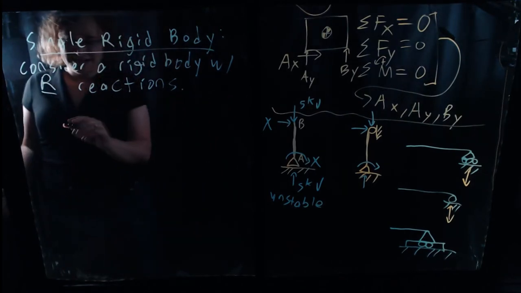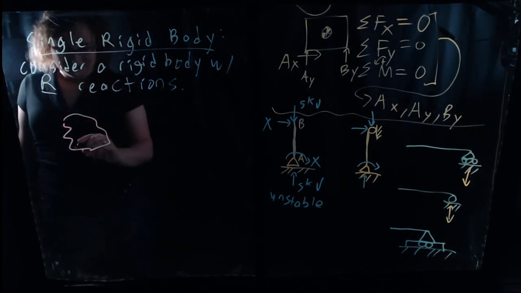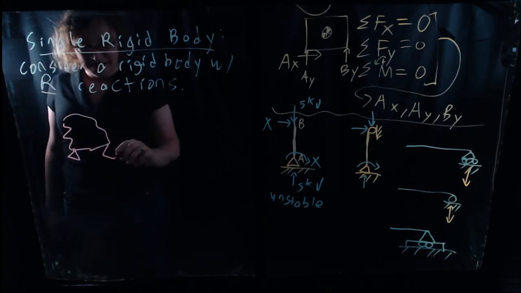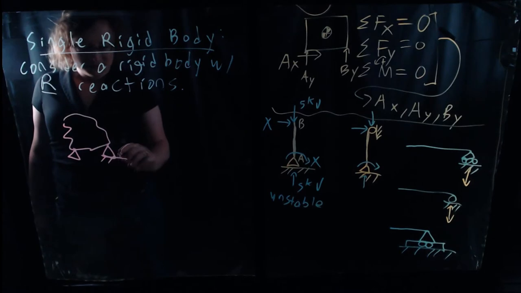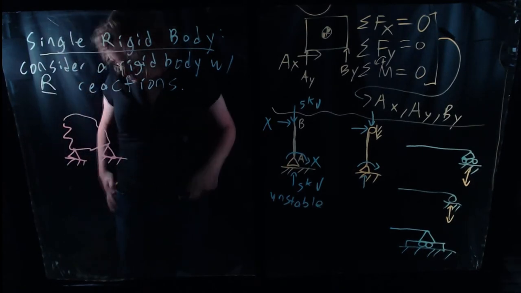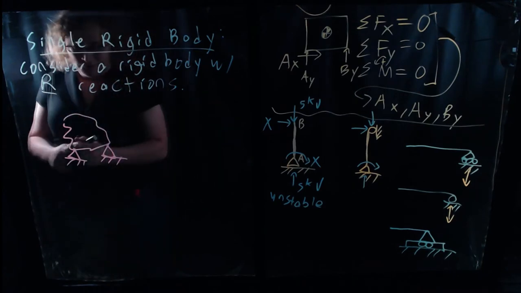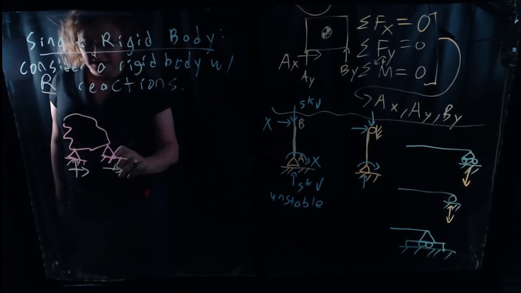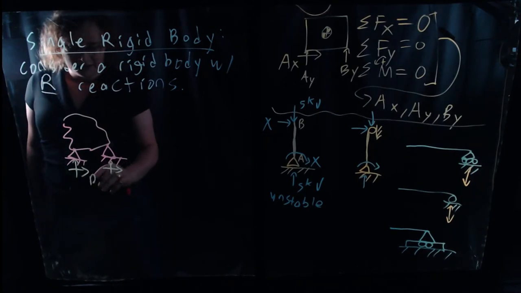We could have our potato body. And let's say we had a potato body with a pin and a pin, two pin supports. If we had that, we would have one, two, three, four. Here, R equals four.